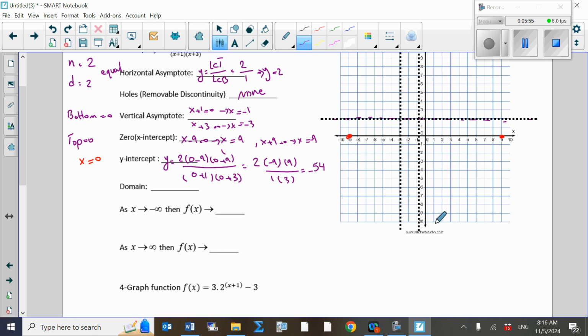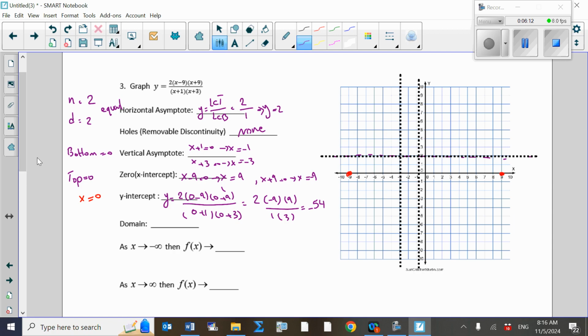It's going to be really down. I don't have enough space, so let's say this is 0 and negative 54, because I don't have space for that. Okay, so I found the x and y-intercepts. I can graph the function.